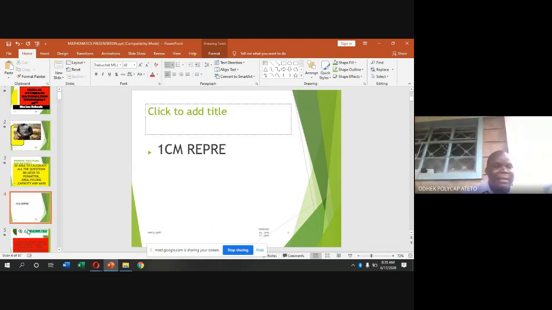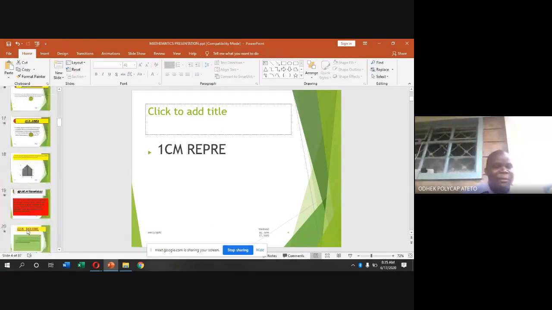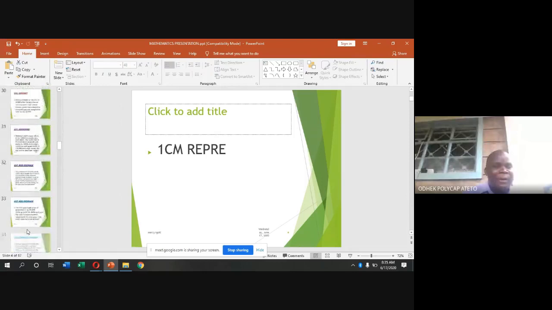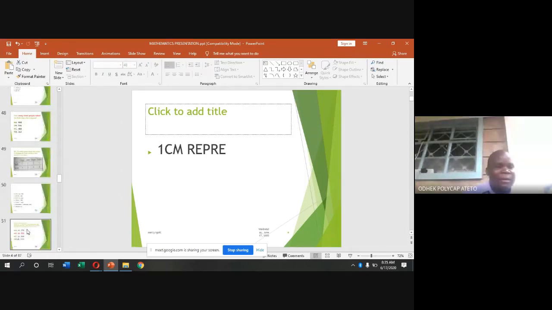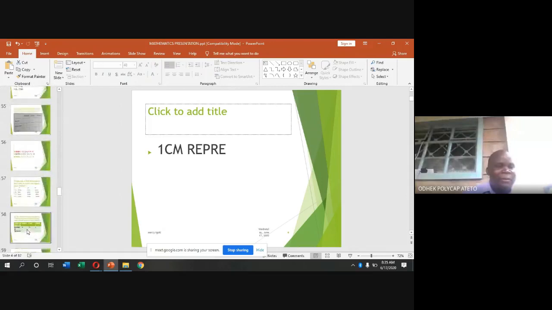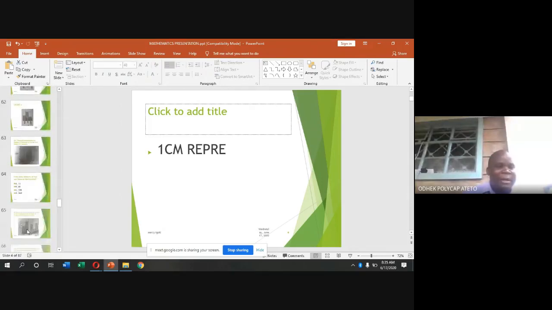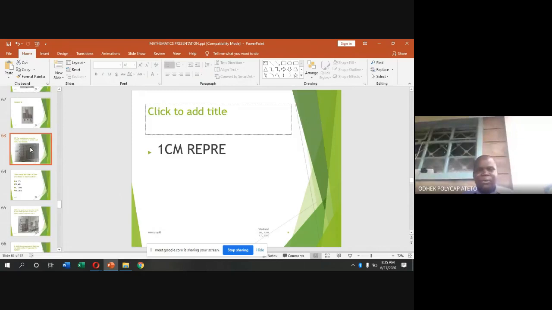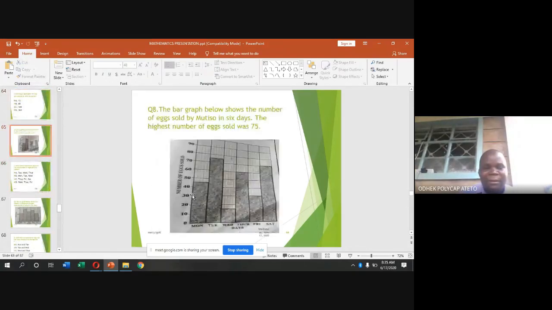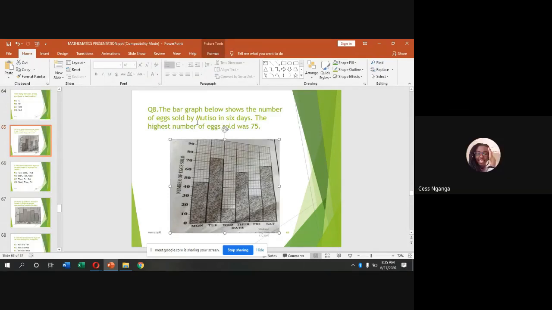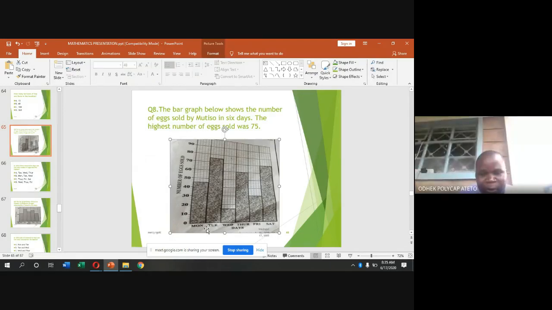So let's get a graph, then we look at what we are talking about here. If I have a graph, let me pick a bar graph. So if you see a graph like this one, are you seeing the graph that is on my screen? On question 8? Yes. Okay, so you see now, horizontal, they are days, and then vertical, they are numbers of eggs sold.